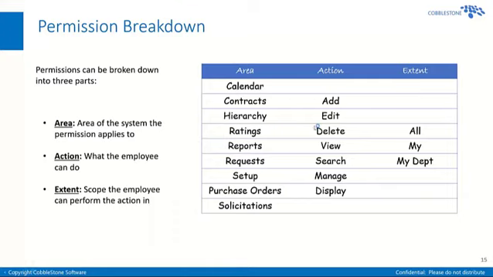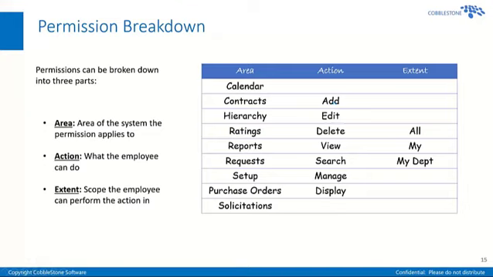For example, we might have, for our basic frontline users who don't need to add or edit contracts, we could give them contracts view my. So what's the area? It's contracts. What can they do? They can view. What can they view? They can only view the contracts that are assigned directly to them. So area, action, and extent. Contracts view my. They could also have requests. We want them to be able to add requests, so we could have requests add. Now, add does not have an extent. It's either you can add or you cannot add.